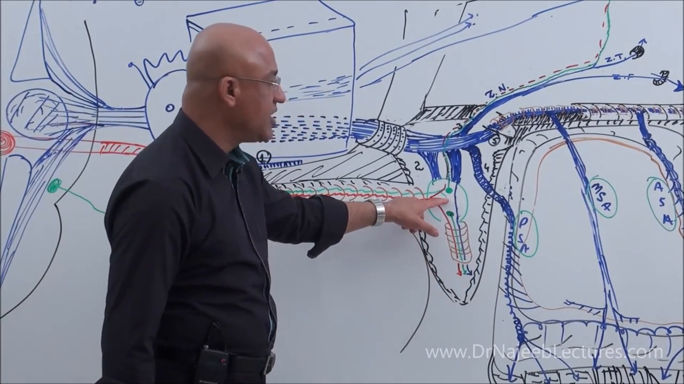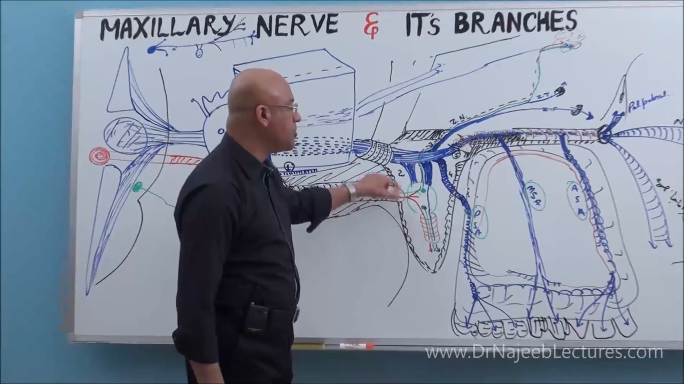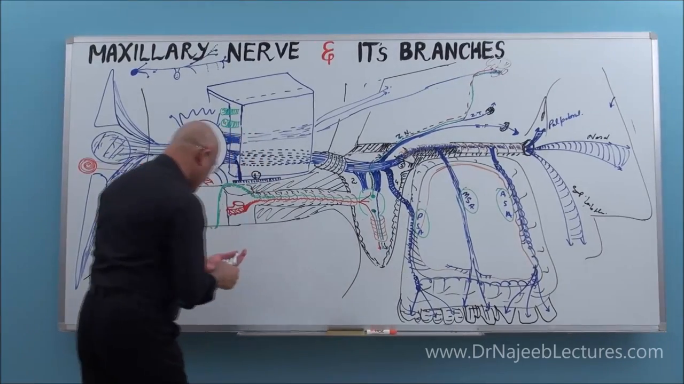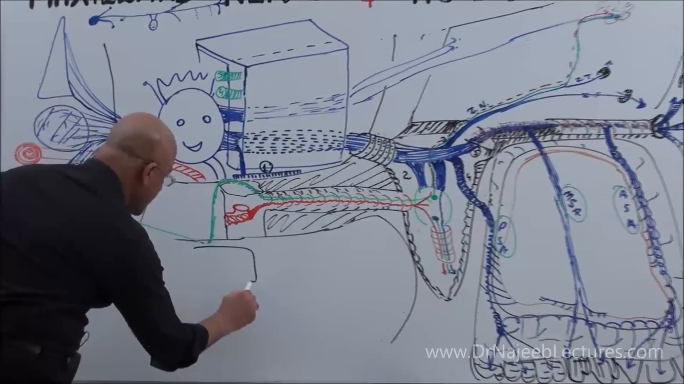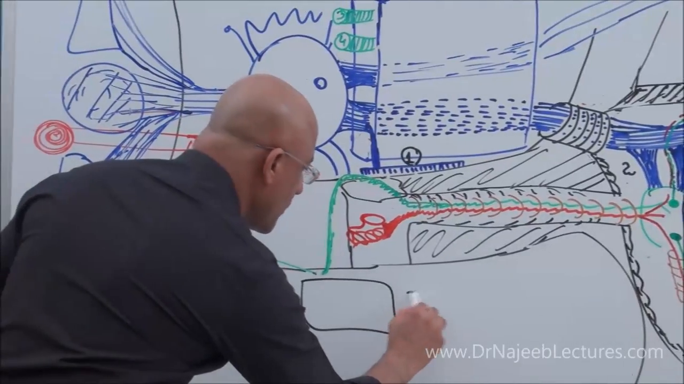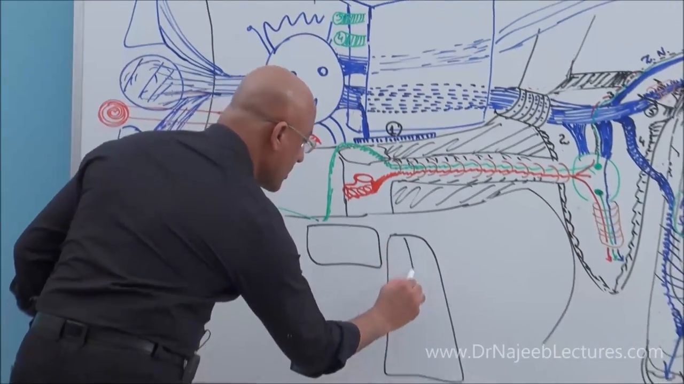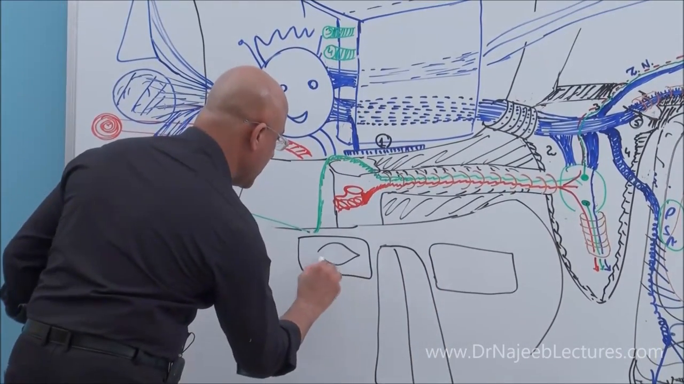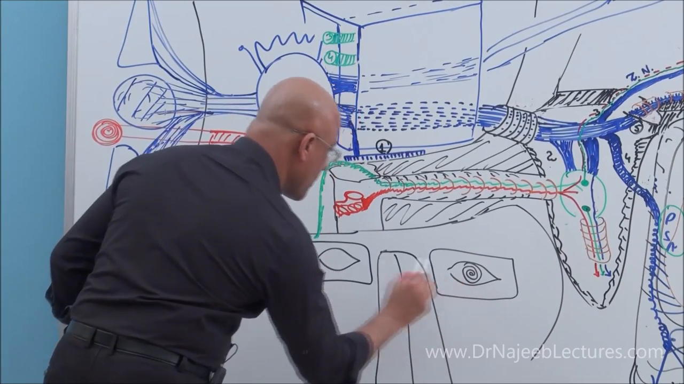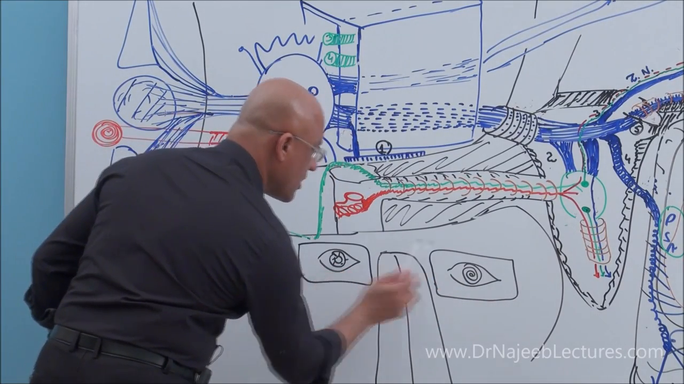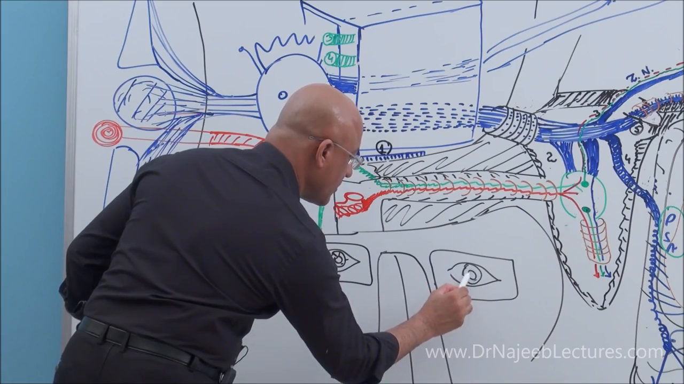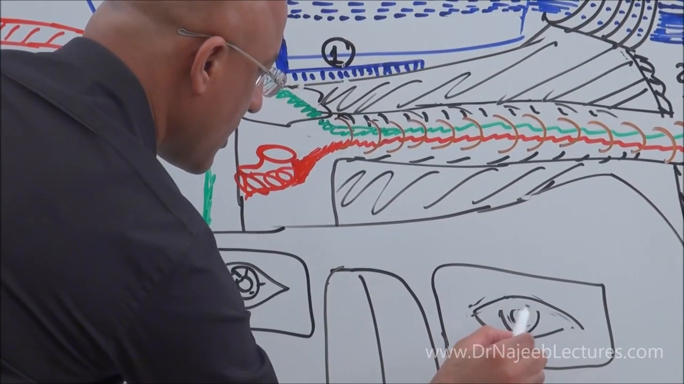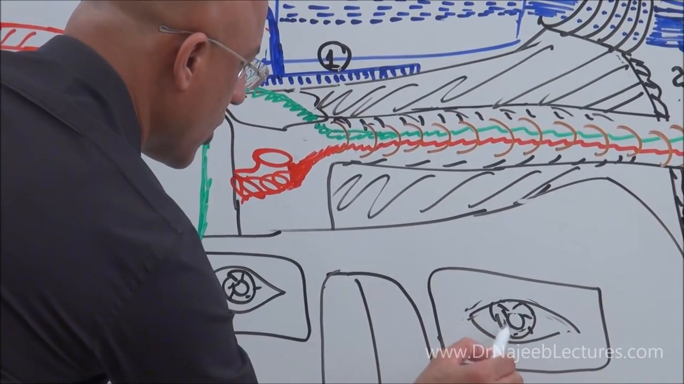Now, how many named branches does the pterygopalatine ganglion have? What are the most important branches? For this purpose I will draw a diagram here. Let's suppose this is the orbit, right? Here is your nose, and of course there will be an orbit on this side as well. Here are your beautiful eyes. Okay, this is very bad. I should draw a better eye. You remember the upper eyelid covers at least half of it? It should cover, right? Anyway, this is your orbit.